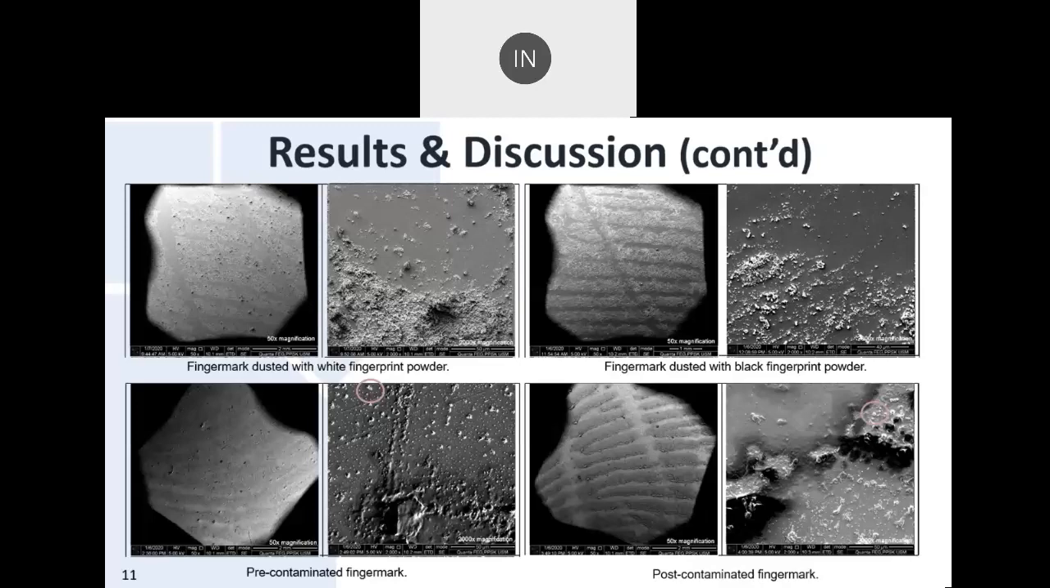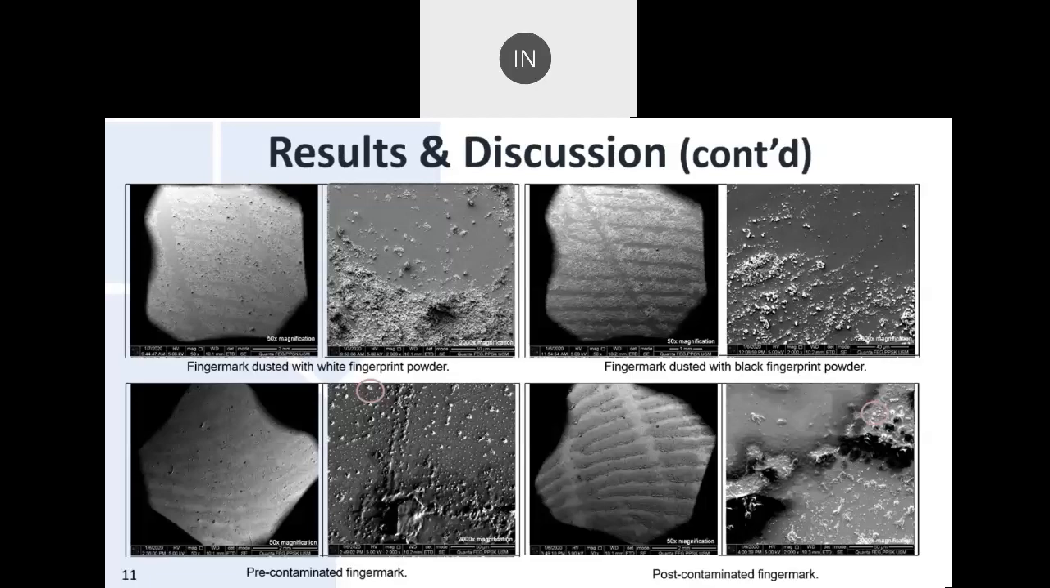The left one is pre-contaminated, which, as mentioned before, the finger mark was deposited on a clean cover slip followed by the deposition of the methamphetamine salt. While for the post-contaminated finger mark, the surface was sprayed with methamphetamine salt first, followed by the deposition of the finger mark. When you compare the pre and post images at 50 times magnification, you can actually differentiate the finger marks from one another.